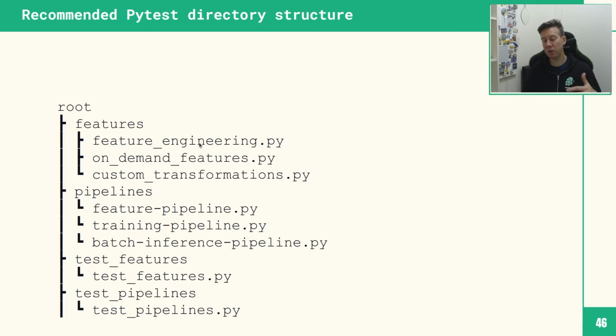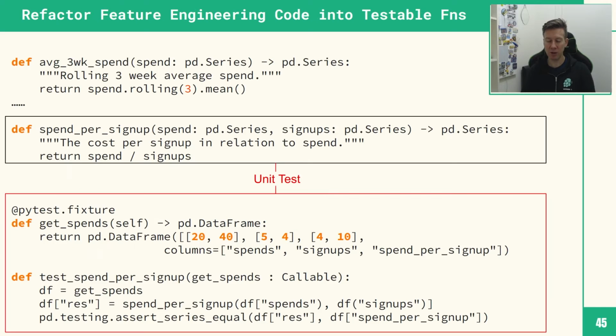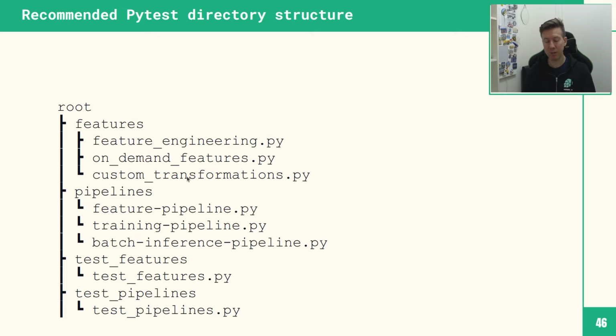So now we've defined a unit test, and it looked like it was all together, right? Here's our functions and here's our unit test, but we typically don't have them all together. We typically put them in a separate directory. So if we have a directory where we define our features, maybe the features that are used in the feature engineering pipeline, for example, you might have a backfill and a production one. You may have on-demand features, custom transformations. You can put them all in separate modules or even in the same module.